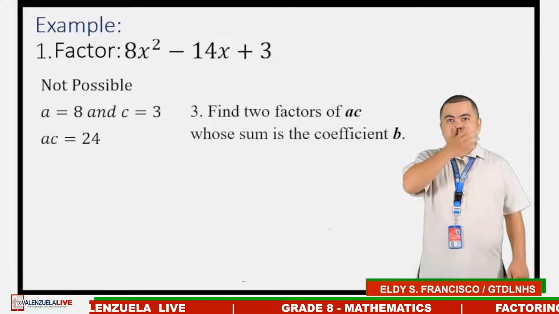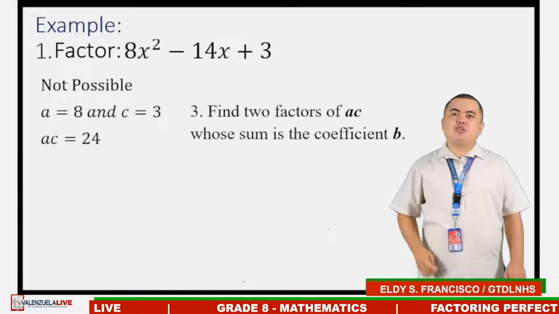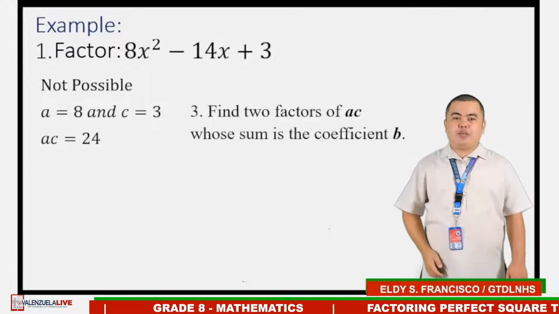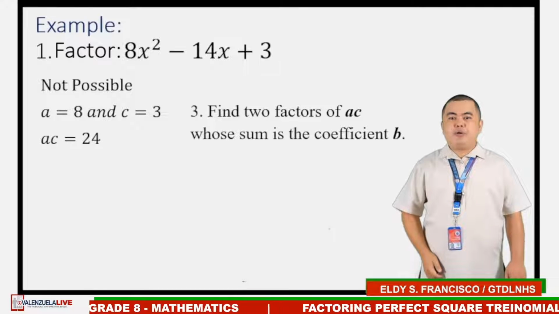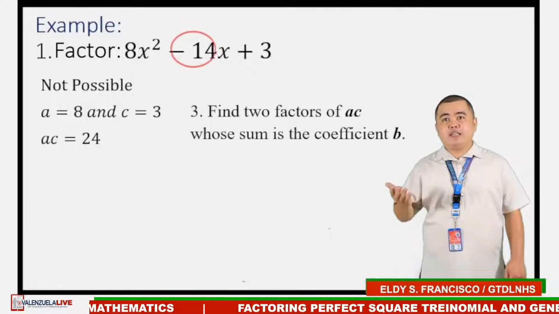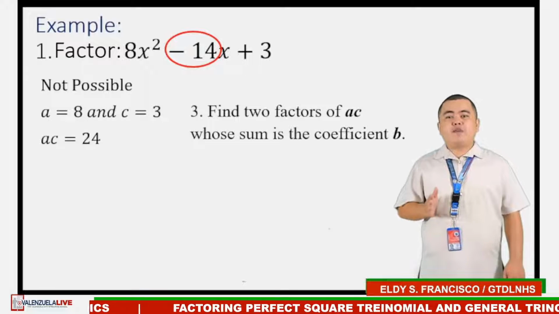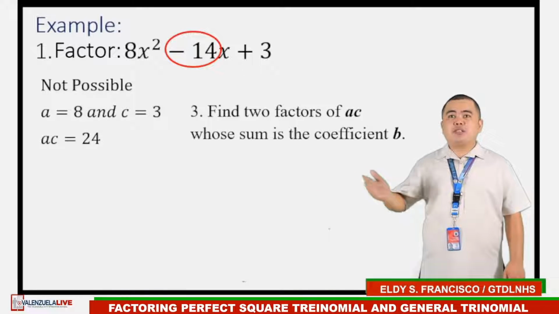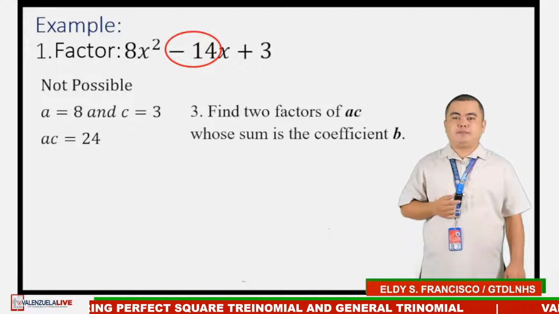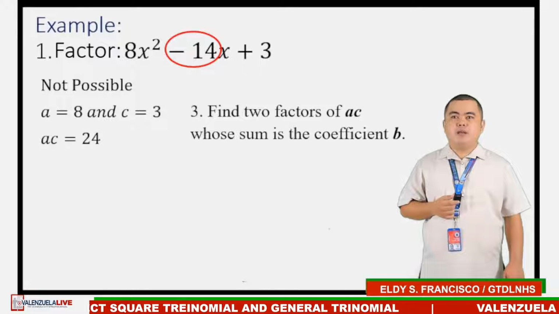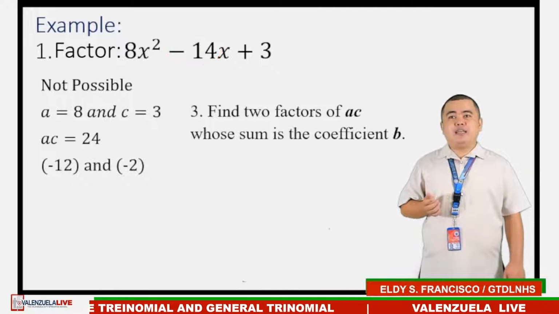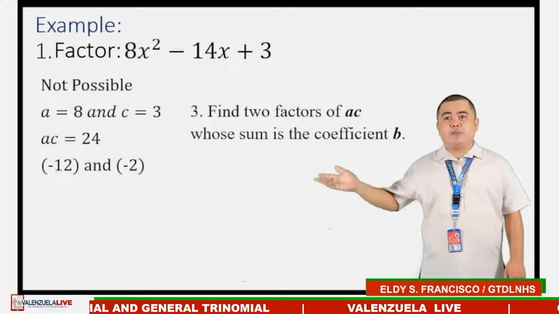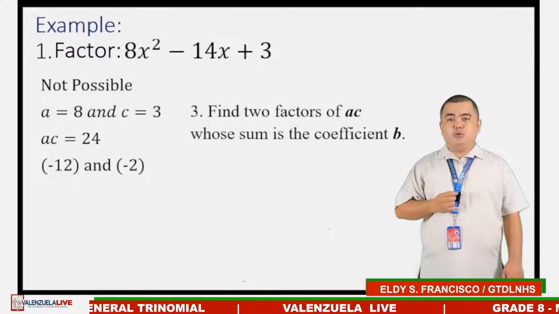Step 3. Find two factors of AC whose sum is coefficient B. Our coefficient B is negative 14. So what are the factors of 24 whose sum is negative 14? Those are negative 12 and negative 2.